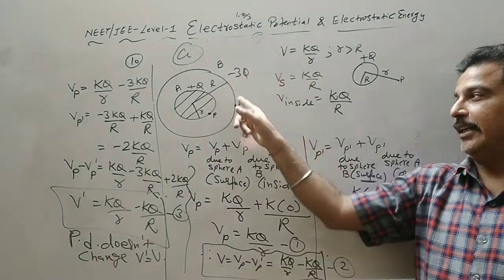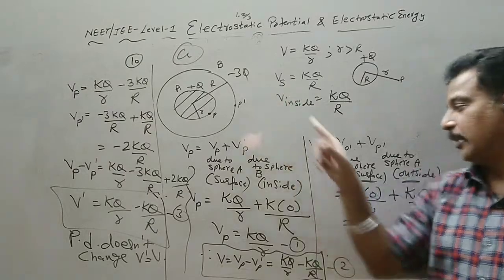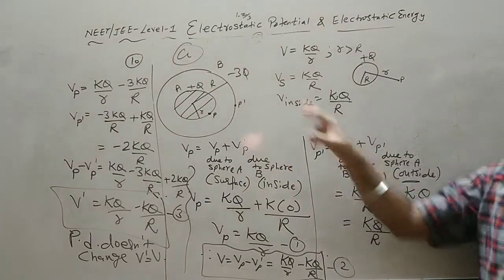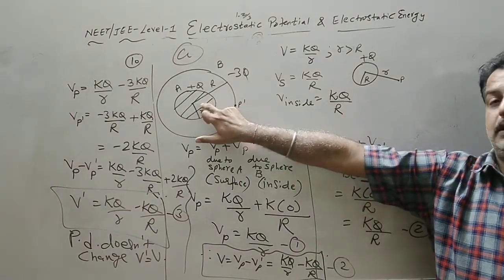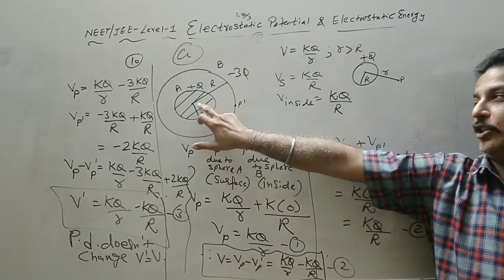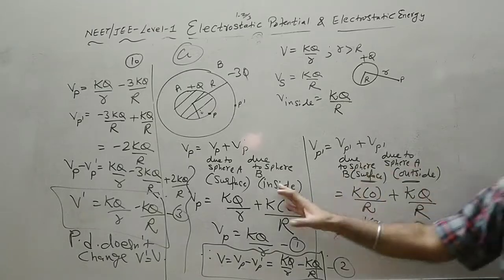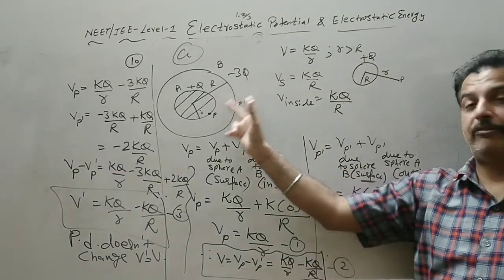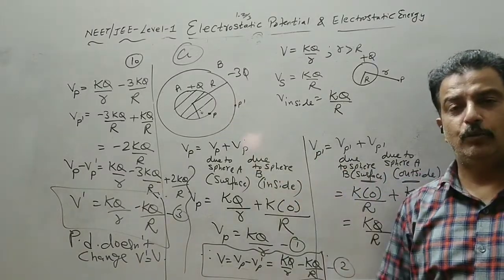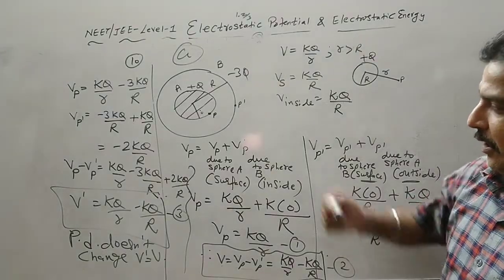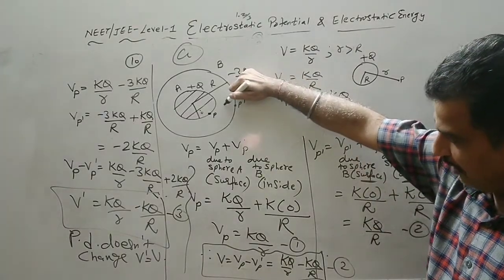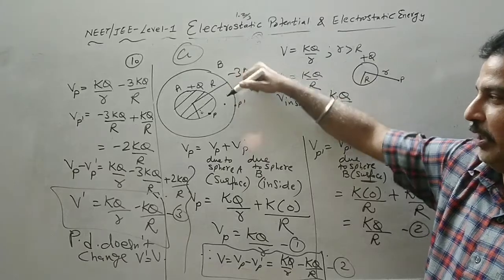Similarly for B, when I take this point, it is on the surface of B. And for this source, when I take this as a source, it is outside. So I apply the outside form. Then you find out the potential difference between the two surfaces. Similarly, there are many numericals. We will see, you have to find out the potential difference between these two spheres.